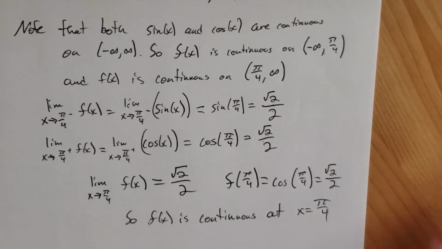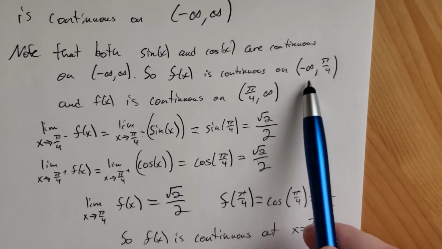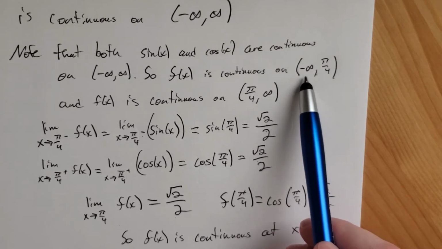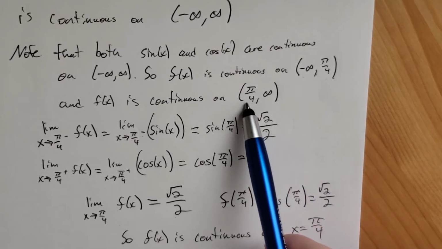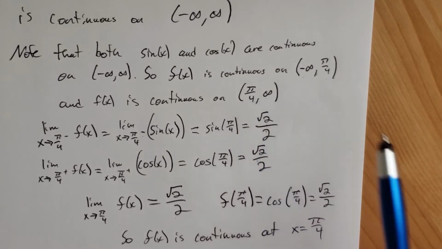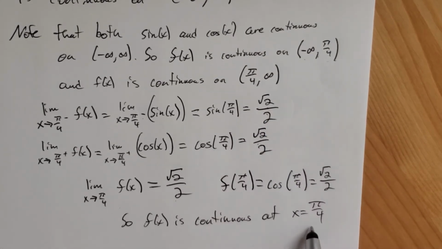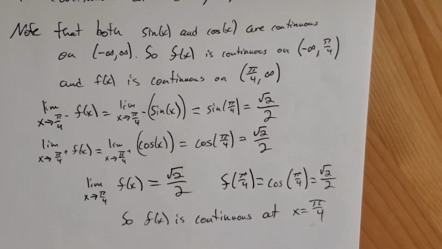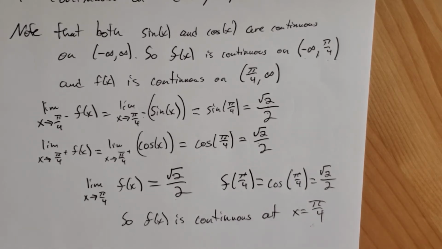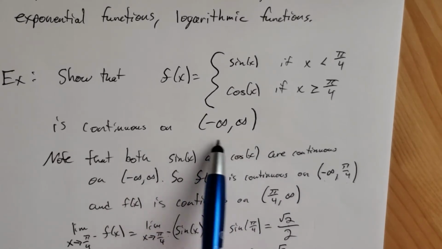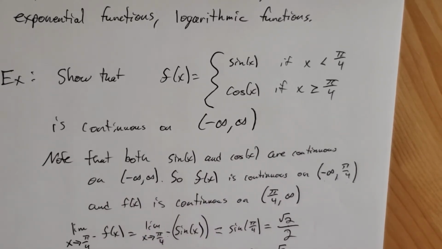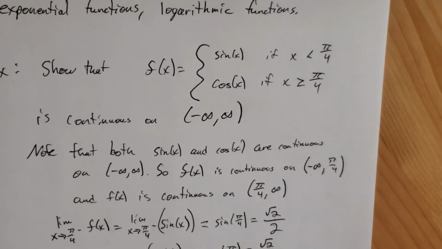All right. So, as we said earlier, the function is continuous on the open interval from negative infinity to pi over 4. It's continuous from pi over 4 to infinity. And now we've also shown it is continuous specifically at the point x equals pi over 4. So we're done, right? The function is continuous everywhere on this interval, so everywhere on the real line. All right. That concludes that example, but there is some more stuff we want to cover in this video.